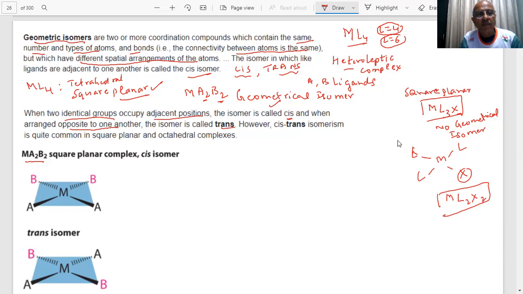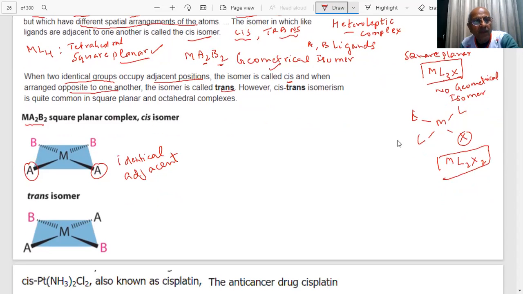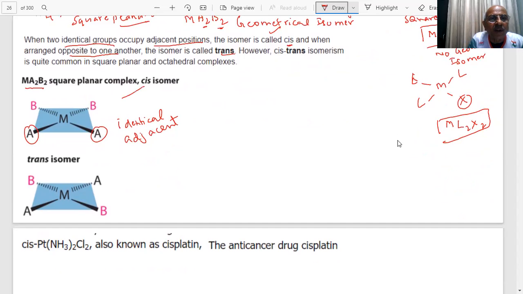For example, this is my M. You see here, this is my A and B. These two same groups, identical groups, A and A, they are identical, and identical groups are adjacent to each other. Do you see that? Adjacent. Similarly, B and B, they are adjacent to each other. This is called the cis isomer. This is my cis isomer.